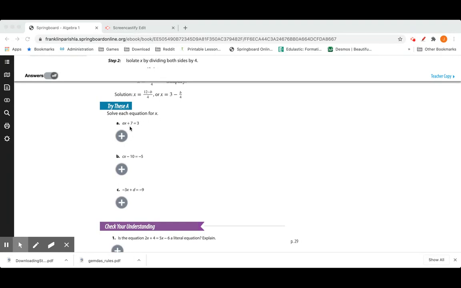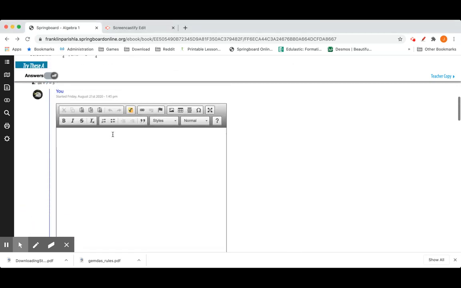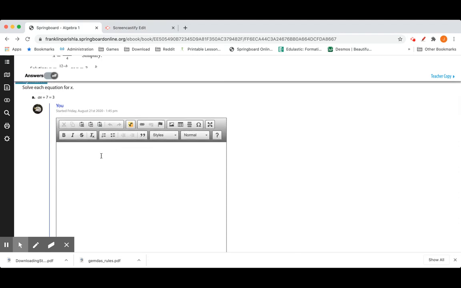So we want to get x by itself. Anything that's not x needs to be moved to the other side of the equal sign. Let's look at this one. ax plus 7 equals 3. First step would be to move things that are the same together. We want to get rid of the 7 on the left by subtracting 7 from both sides with our subtraction property of equality.